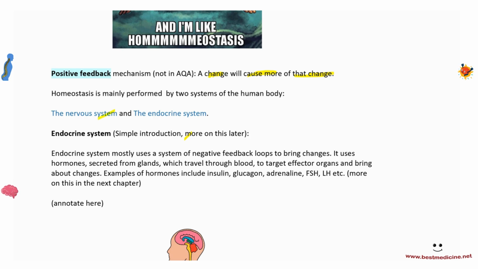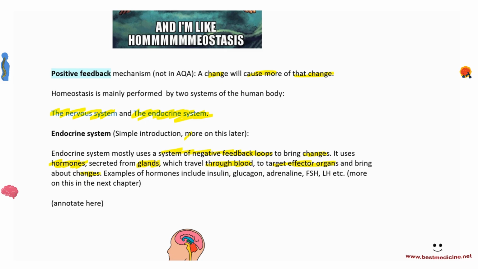Okay? So homeostasis is mainly performed by two systems of the human body. One of them is in the discussion today, that's the nervous system, and the other one is called the endocrine system. So we're just going to try to simply introduce the endocrine system, and we'll do more on this later. So what is the endocrine system? The endocrine system essentially mostly uses a system of negative feedback loops to bring changes. And to be able to do this, it uses hormones, okay? And hormones are secreted from glands. Different glands in the body will secrete different hormones. And then these hormones will travel through blood, so internally, to target effector organs and bring about changes.